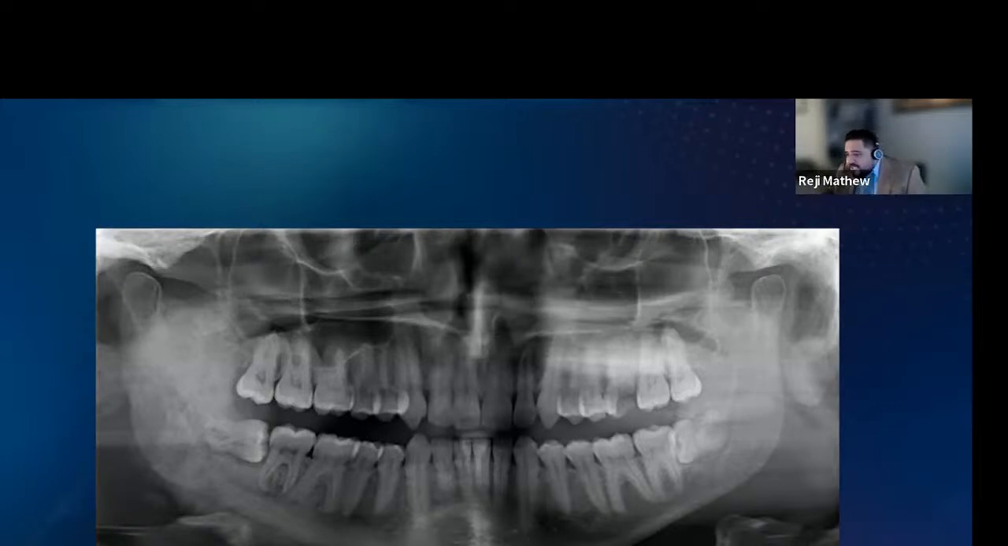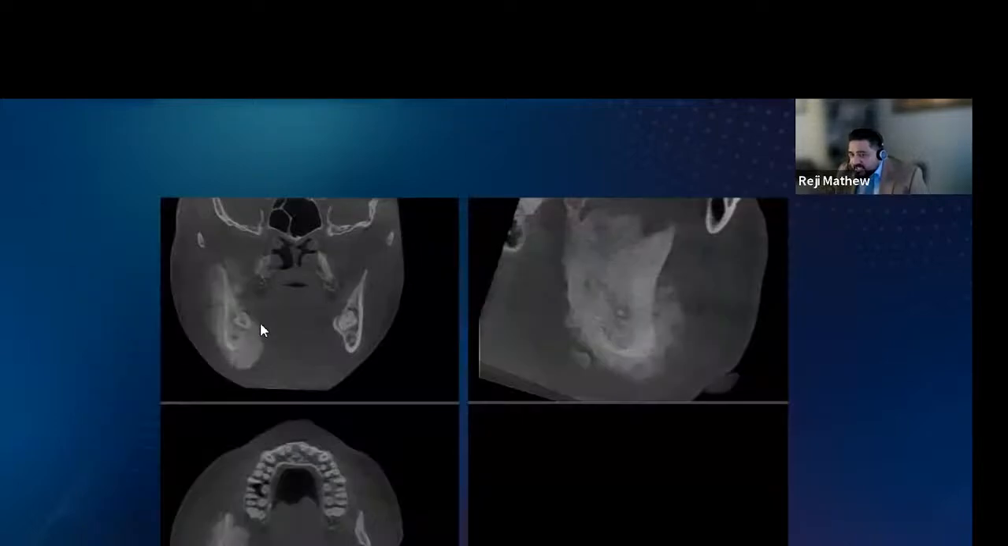Whenever I am in doubt, or when I want additional information, we would refer for a CBCT. And as you can see, this is an osteosarcoma of the mandible. You could see those changes that have occurred clearly.